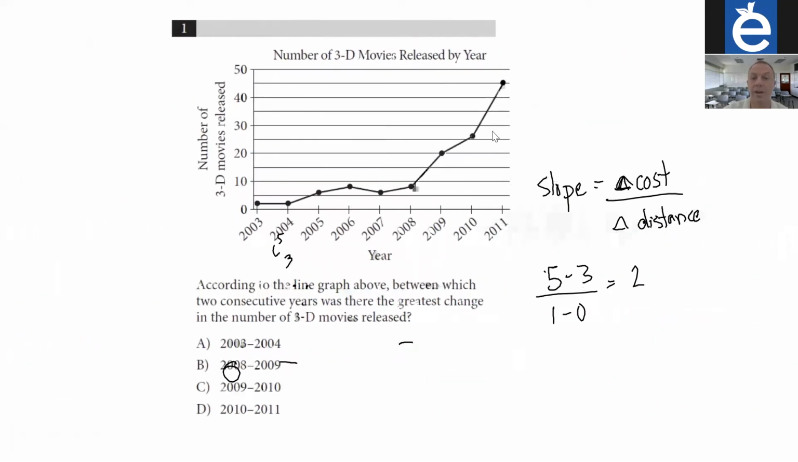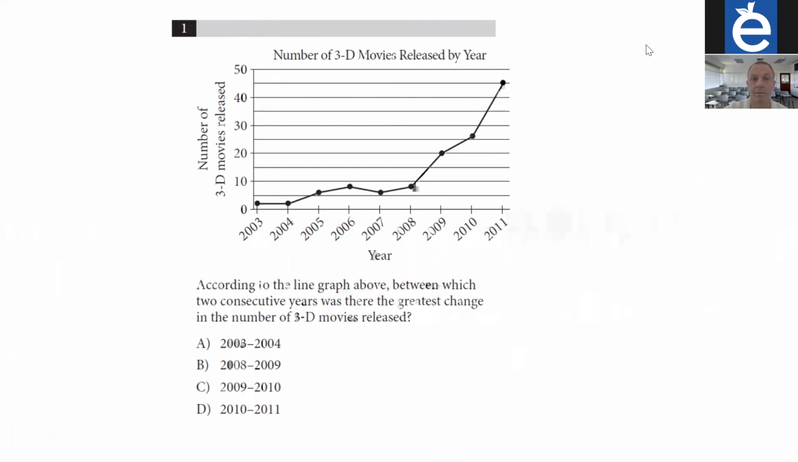Let's look at another graph. So this is the number of 3D movies released by year. Again, let's look at the axes. We have number of 3D movies released. We could even notice the numbering, the intervals. It's going by tens. The horizontal axis is in years.